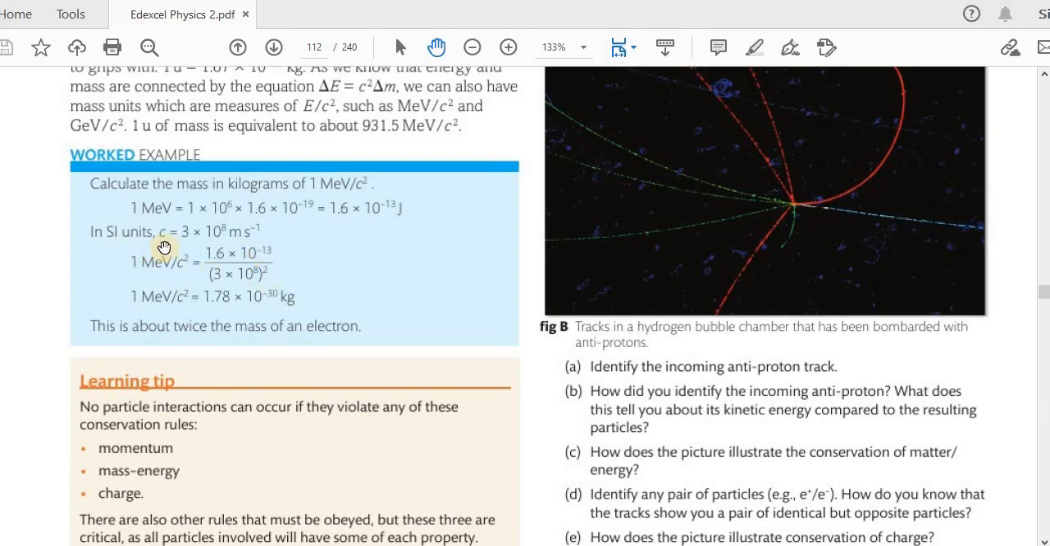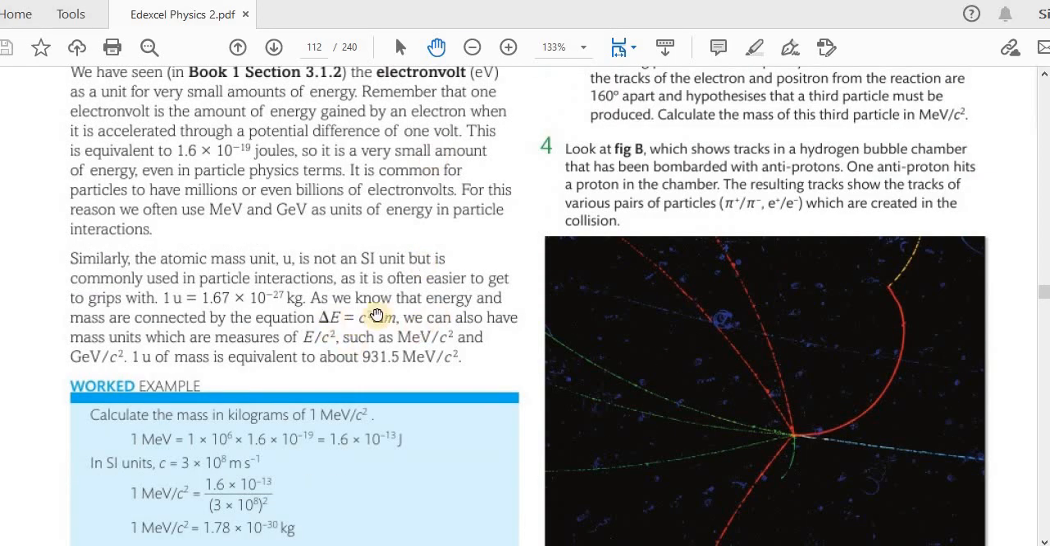Let's see, in SI units, c, that is the speed of light in vacuum, is 3 into 10 to the power 8 meters per second. Now remember, we completed the numerator of this fraction, but what about the denominator? So let's convert the denominator, and we'll use the numerical value for the denominator and get the final answer in kilograms. Okay, so 1 mega electron volt over c squared, that is what we need to convert or get in the unit kilograms.